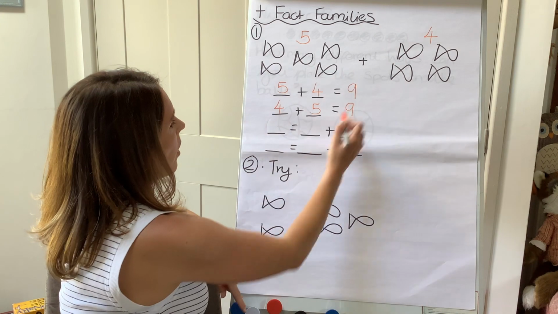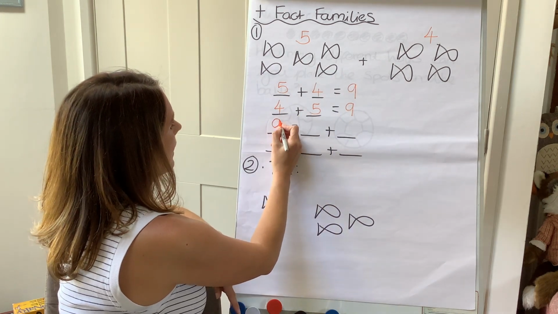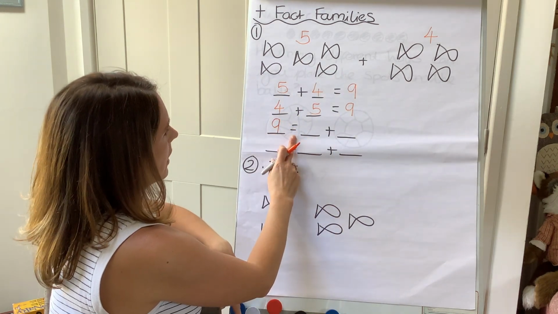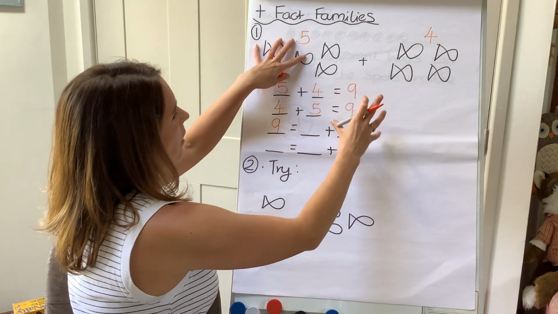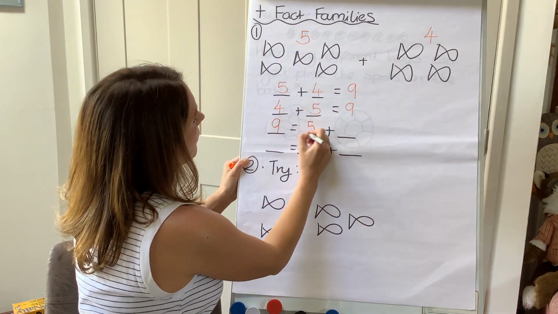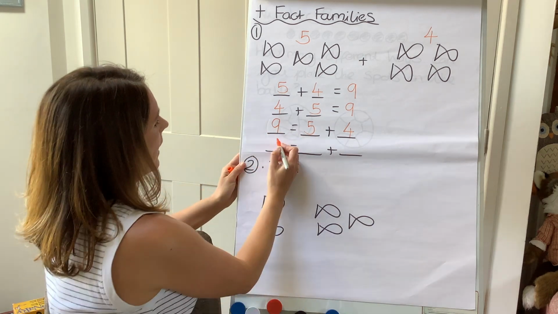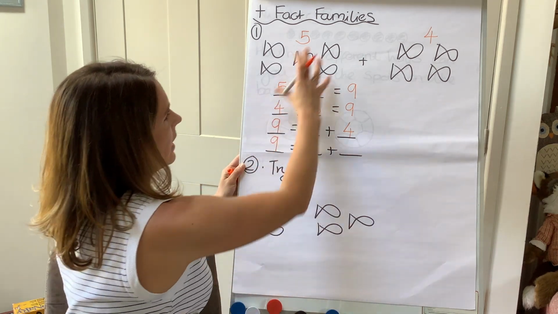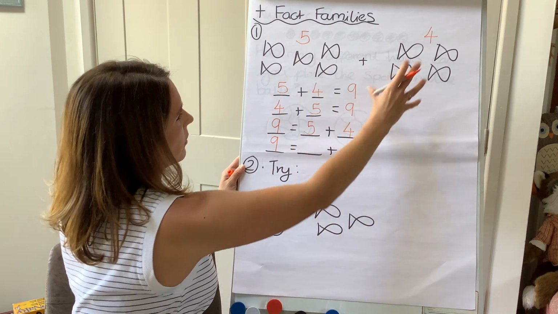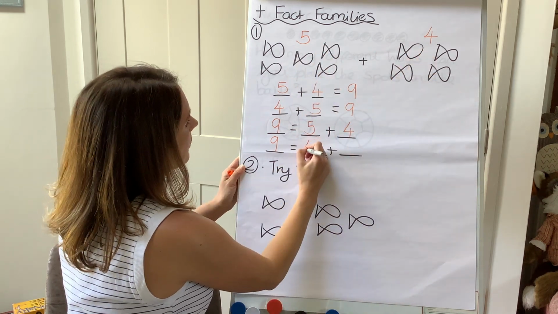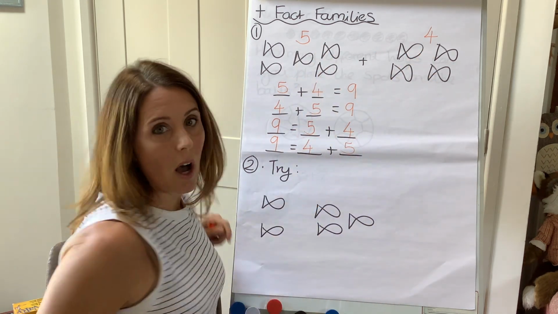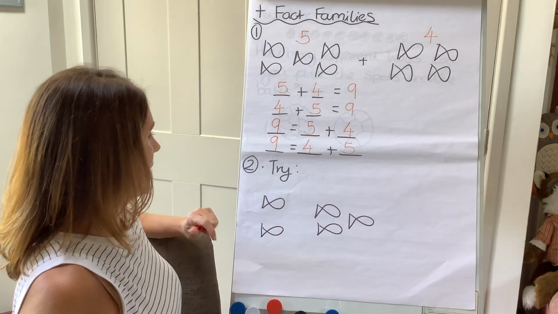Okay, so all together we have 9 fish, which is equal to the parts 5 and 4. We can also say it the other way: 9 fish is equal to the parts 4 and 5. So we've got our 4 addition fact families there.